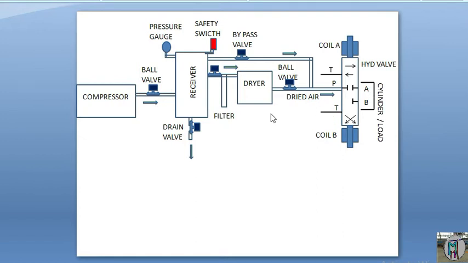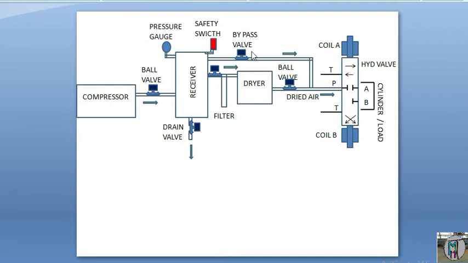And also we put one valve as a bypass. Suppose our dryer is not working or we want to do work on the dryer, at that time we will close the receiver outgoing valve and the dryer outgoing valve, and open this bypass valve, so we can use this air directly, because we don't want to stop our production.